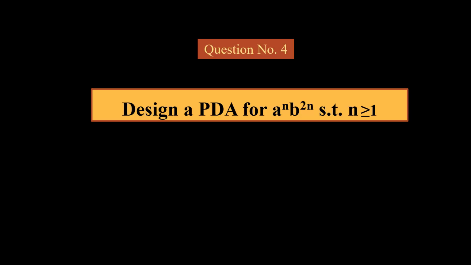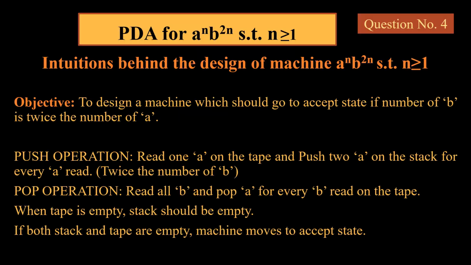The last question in this is A^n B^(2n). B is twice the number of A. So we will perform a push operation. For every A which is read on the tape, we will push 2 A's on the stack. When B comes, we will start the pop operation, and corresponding to every B, we will pop A from the stack.